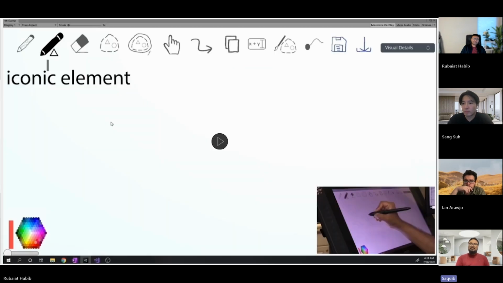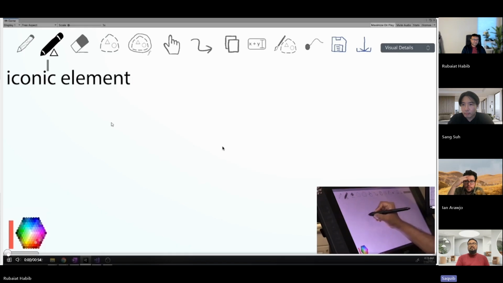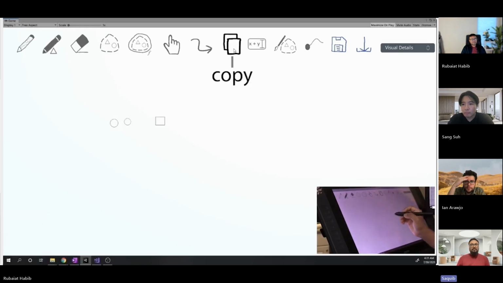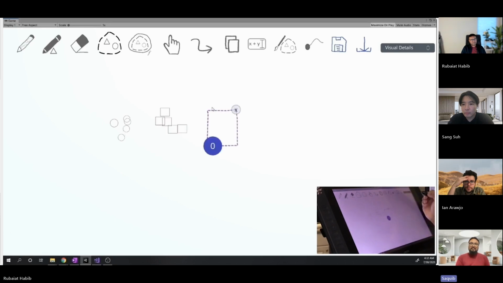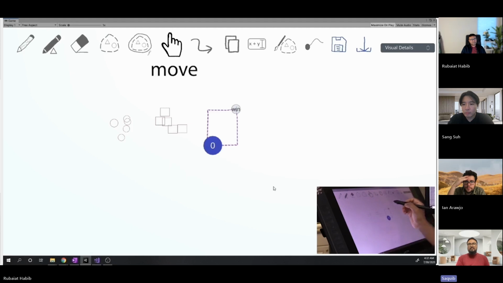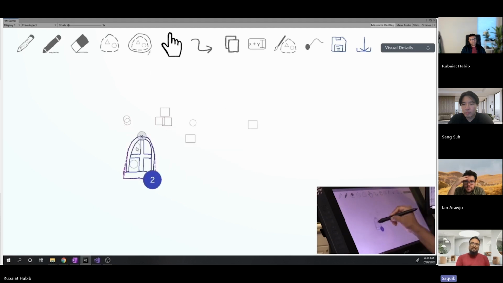So over here, I'm showing a demo from the paper that I've just shown. I'm making some elements very quickly. I can define lists, just like the way we understand sets, and a list is a form of ordered set.